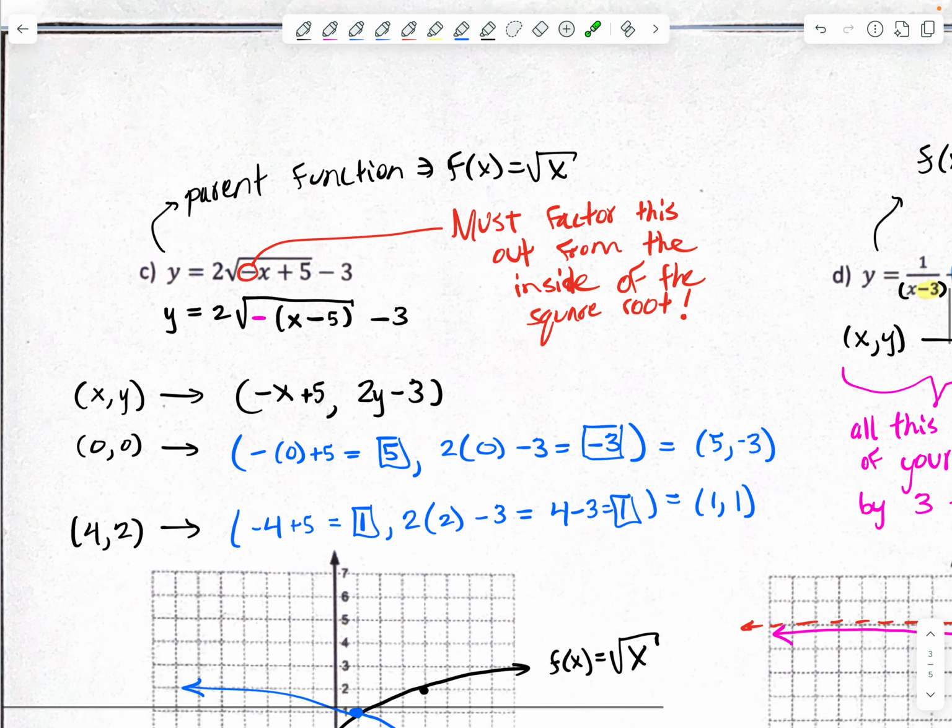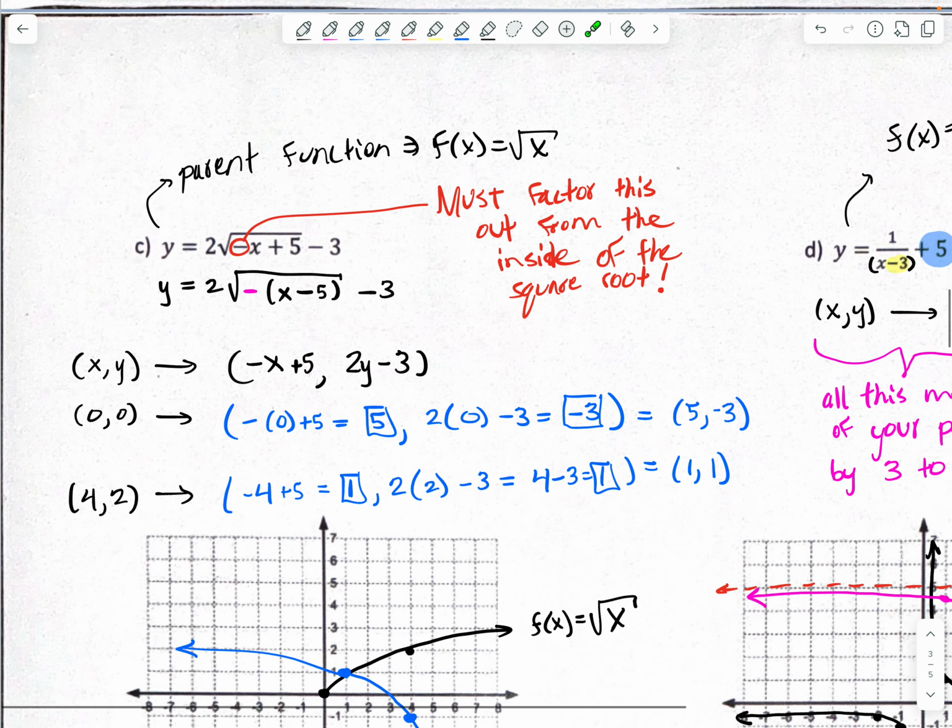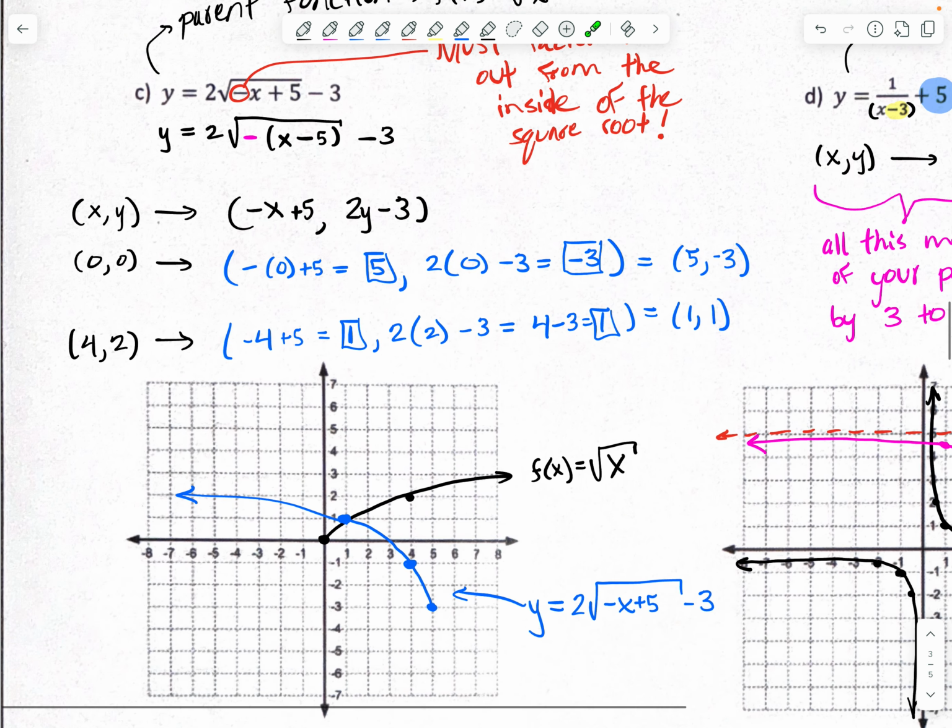Okay, so let's plug in a point here. We could see here when x is 0, we get positive 5. When y is 0, we get negative 3. So my point is 5, negative 3. Right here, 5, negative 3. I could put a point right there.